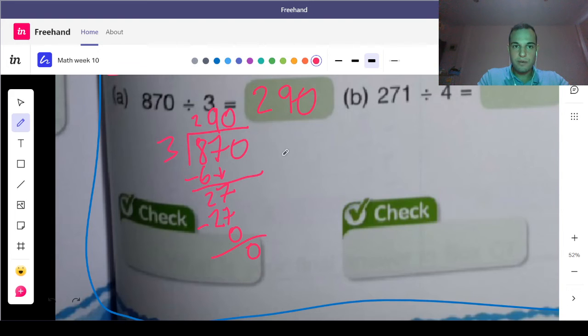There's no remainder, so we just do 290 times 3. 3 times 0 is 0. 3 times 9 is 27. 3 times 2 is 6. Plus 2 equals 870. Our check is correct.